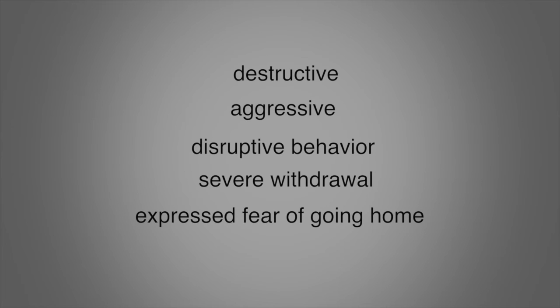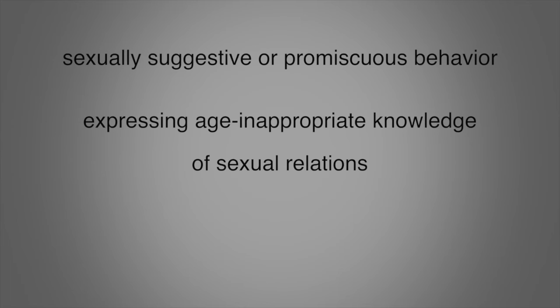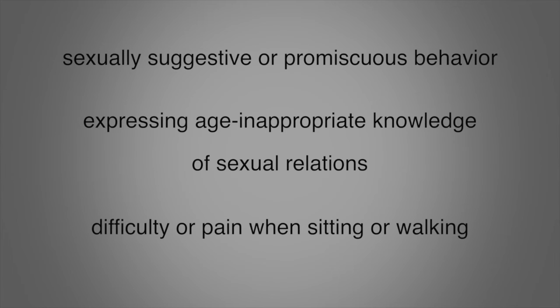Common indicators of physical abuse are frequently appearing injuries, such as bruises, cuts, or burns. Other behavioral clues are destructive, aggressive, or disruptive behavior, severe withdrawal, or expressed fear of going home. Indicators of sexual abuse also include sexually suggestive or promiscuous behavior, expressing age-inappropriate knowledge of sexual relations, and difficulty or pain when sitting or walking.